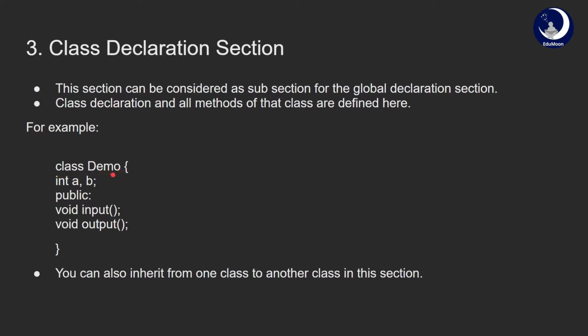So demo is the class name and class is the keyword which we are using to define this demo class. And then here the data can be called as int a, int b. And here the functions are void input and void output. And these are all of the public type. You can also inherit from one class to another class in this section.